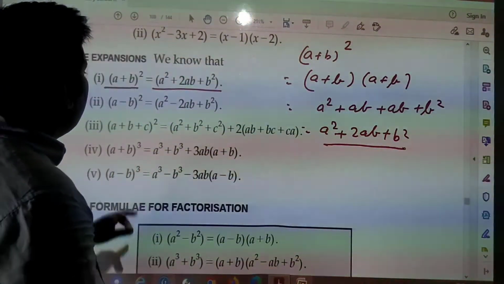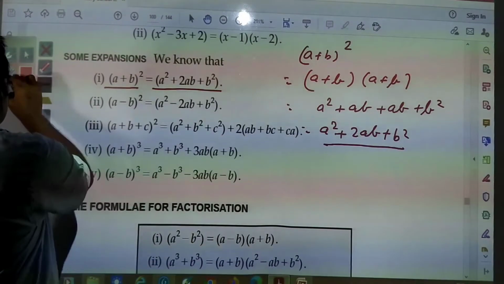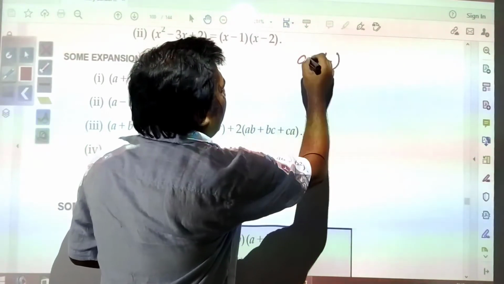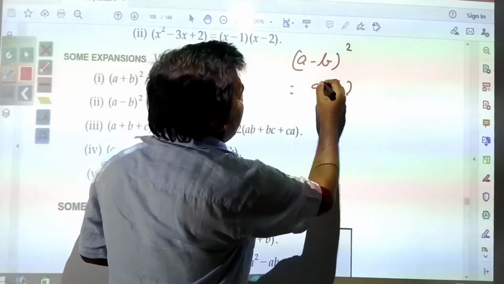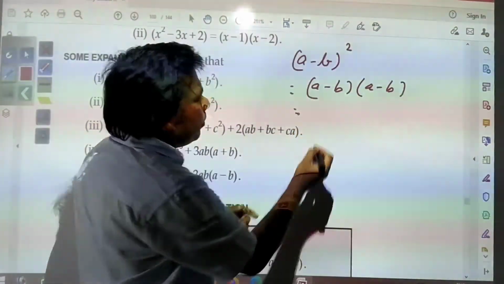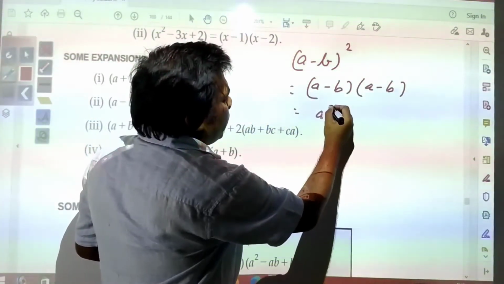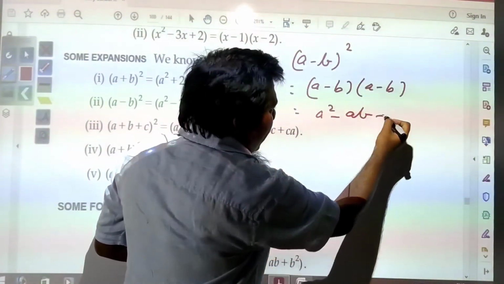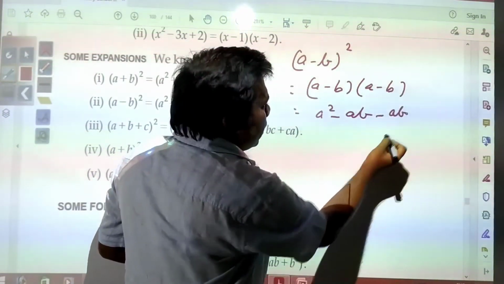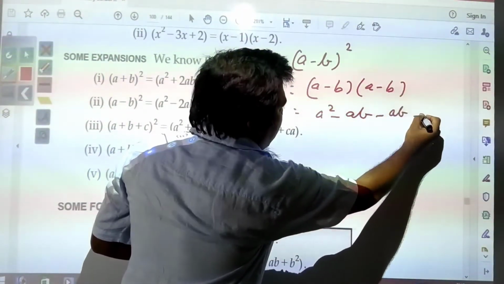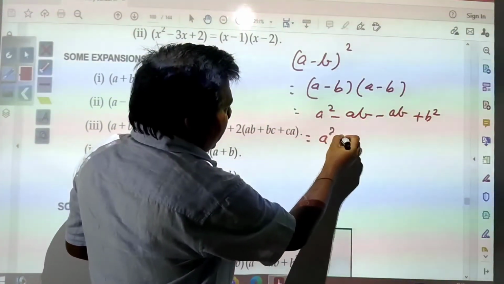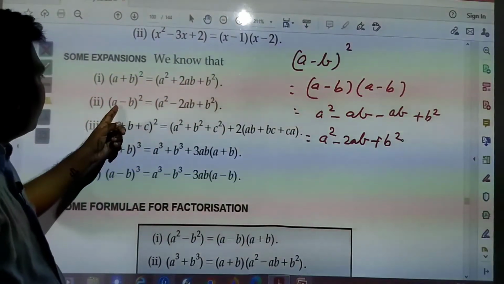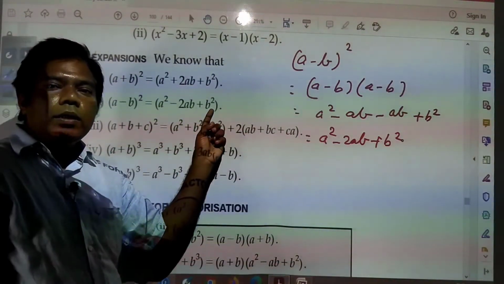Here you see (a - b), in the same way. (a - b)² is equal to what? (a - b)² means (a - b) into (a - b). If you multiply, what will you get? a into a, a²; a into minus b, minus ab; minus b into a, minus ba or minus ab, whatever you write; minus b into minus b will be plus b². So finally you will get a² - 2ab + b². So you got the formula: (a - b)² is equal to a² - 2ab + b².